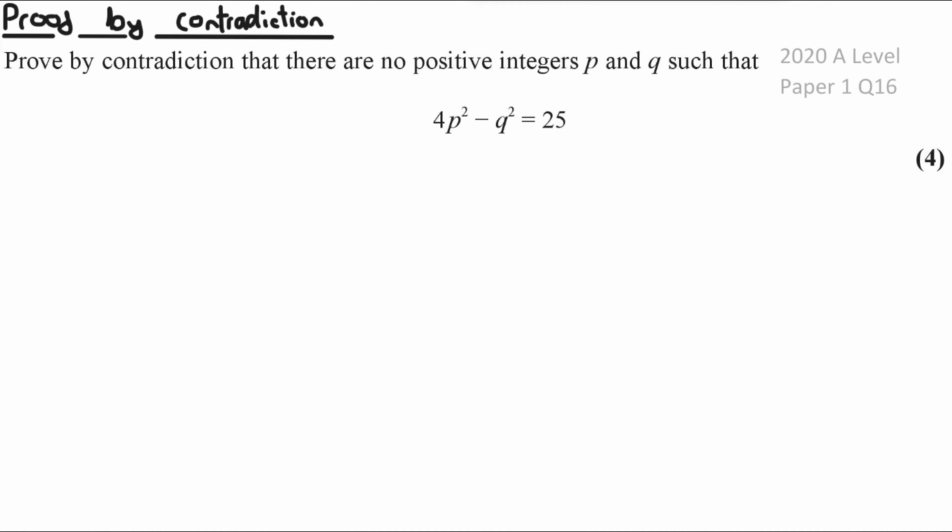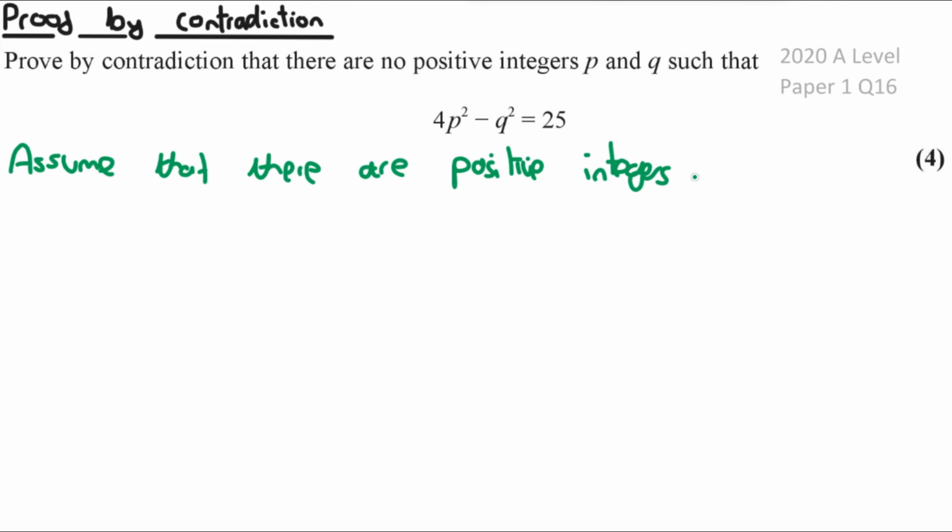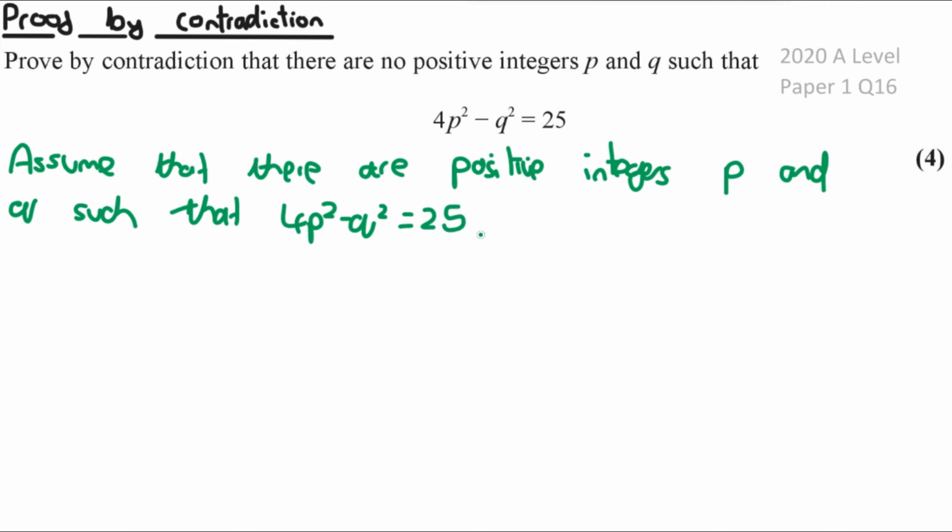Okay, so let's do this question. So we need to prove by contradiction that there are no positive integers p and q, such that this is true. So first of all, we need to write down the assumption of the opposite thing. So we need to assume that there are positive integers p and q such that 4p squared minus q squared is equal to 25.